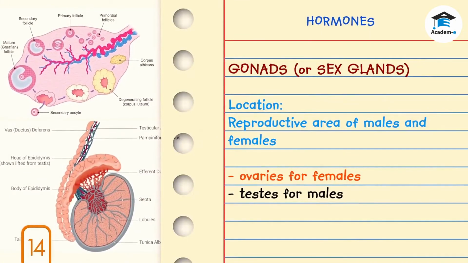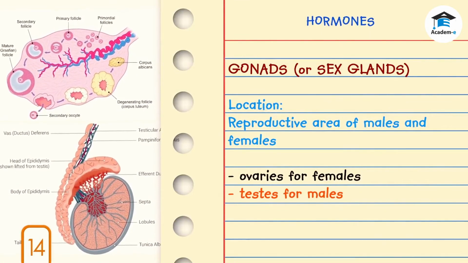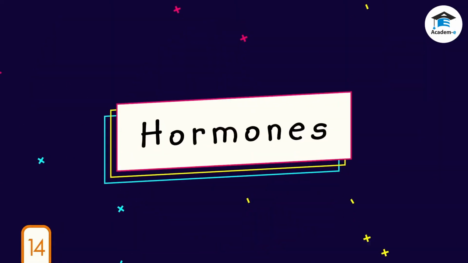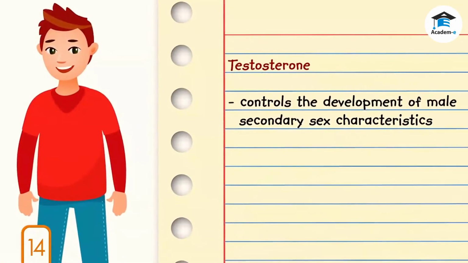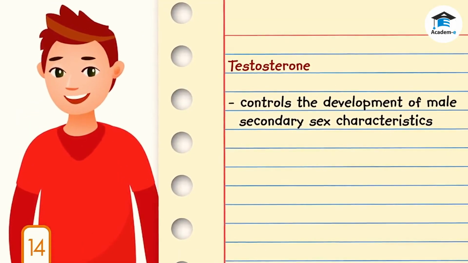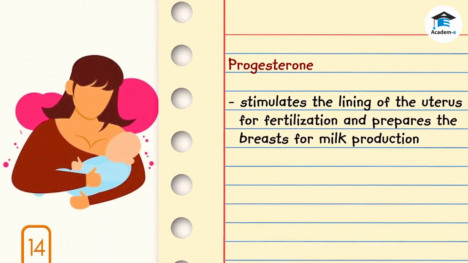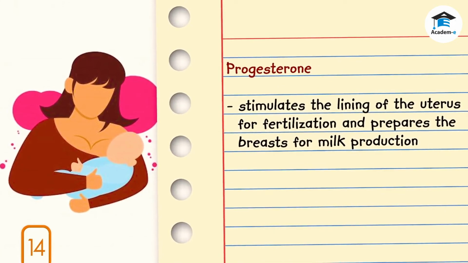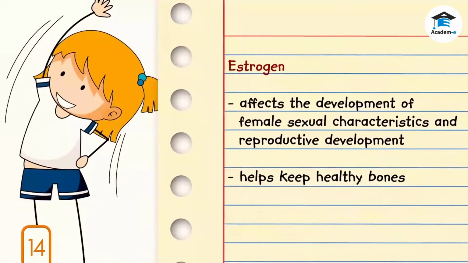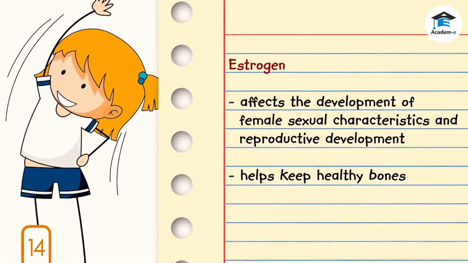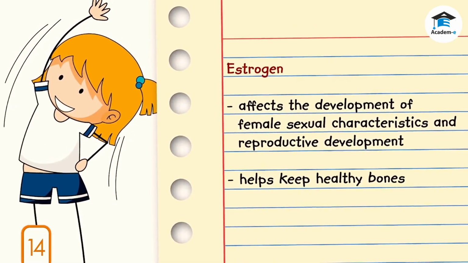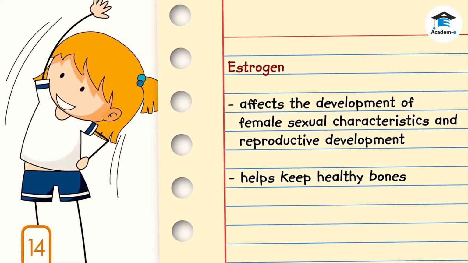Gonads refer to the ovaries for females and testes for males. Hormones. Testosterone controls the development of male secondary sex characteristics. Progesterone stimulates the lining of the uterus for fertilization and prepares the breasts for milk production. Estrogen affects the development of female sexual characteristics and reproductive development. It also helps keep healthy bones.